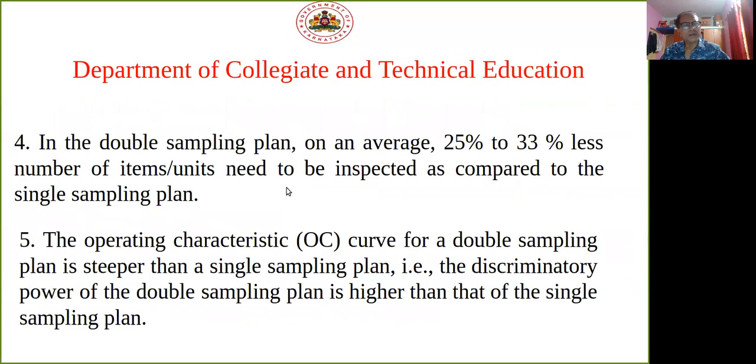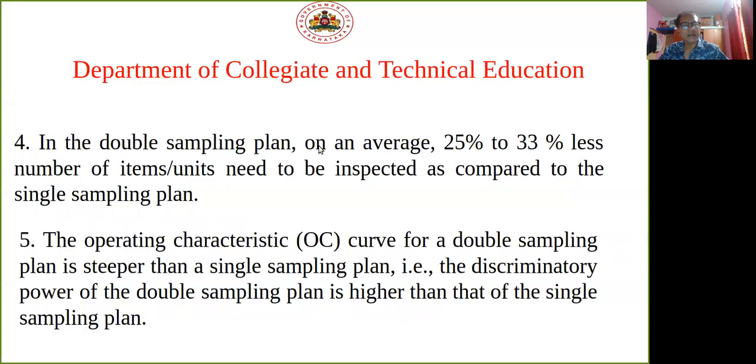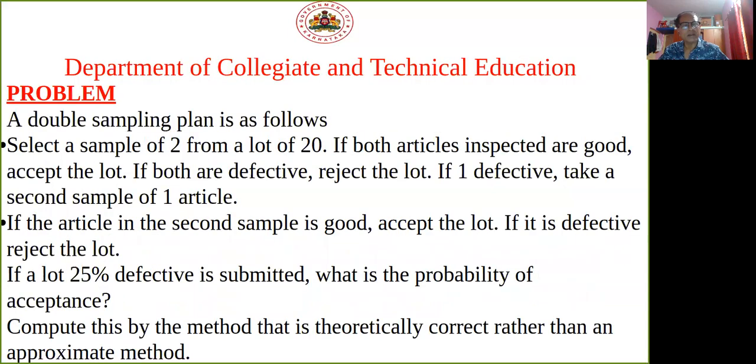And the fourth difference: in a double sampling plan, on average 25 to 30% fewer items need to be inspected as compared to the single sampling plan. And the fifth one is that the operating characteristic curve for the double sampling plan is steeper than for the single sampling plan. So those are the differences between the single sampling plan and the double sampling plan.